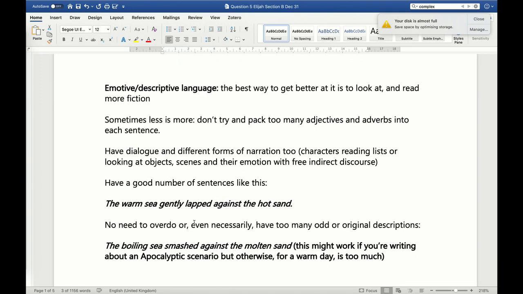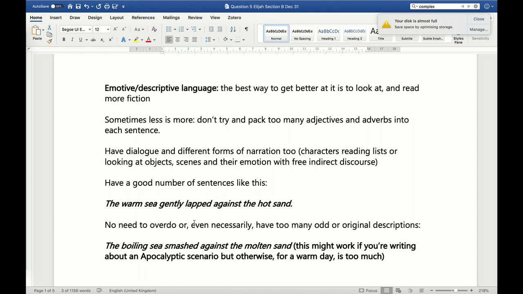Braff has pointed out on the wonderful world of YouTube that emotive and descriptive language is what you're being marked for, and the best way to get better at it is to look at and read more fiction. So just read, especially adult fiction. I can't tell you which authors to read, but maybe in the comments, if you'd like to ask me what you're interested in, I can recommend things on the back of that.